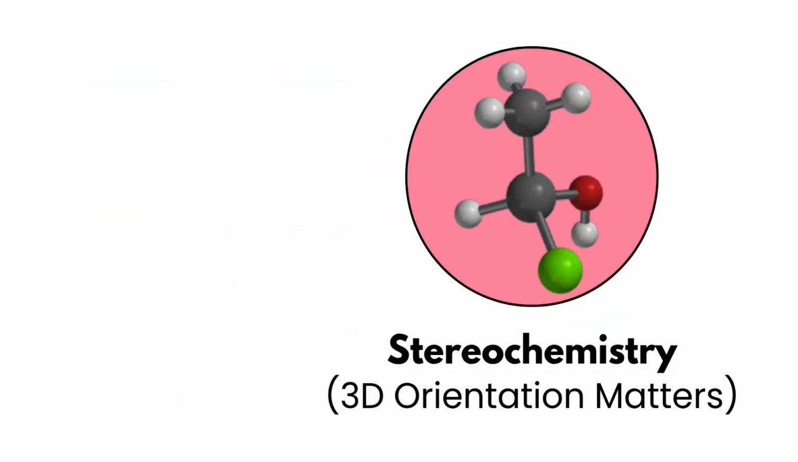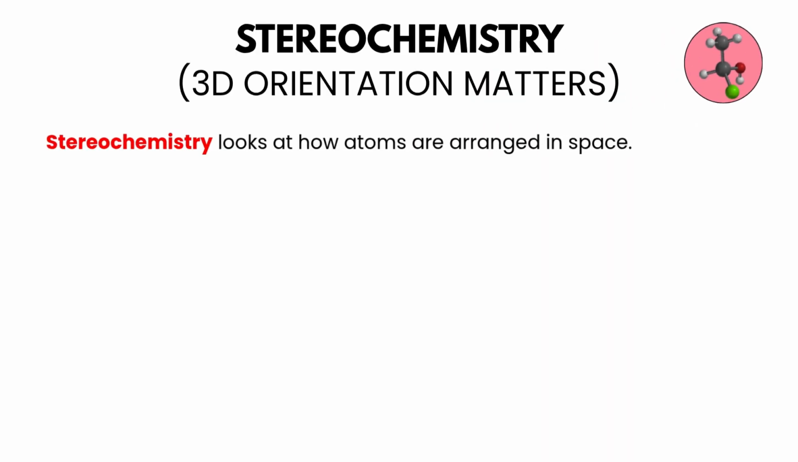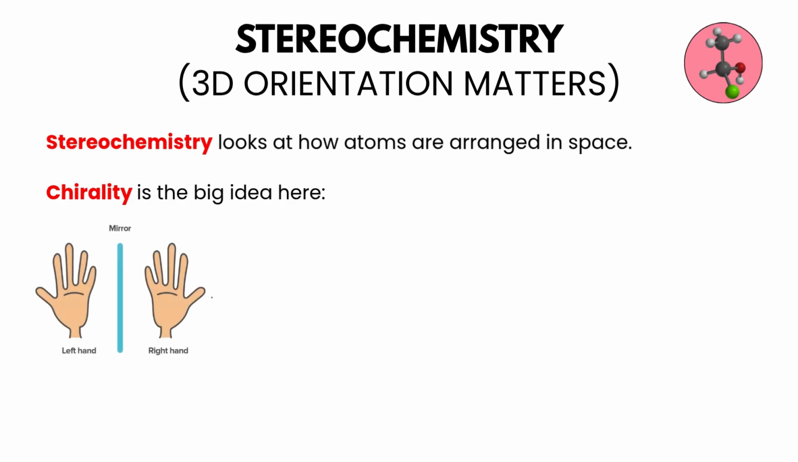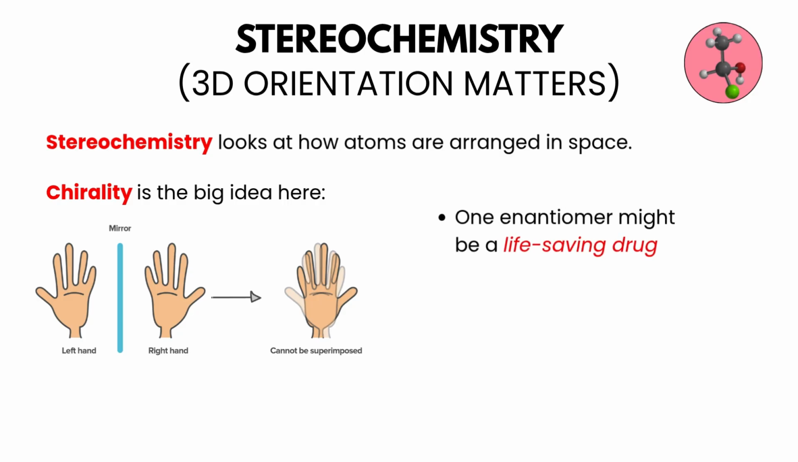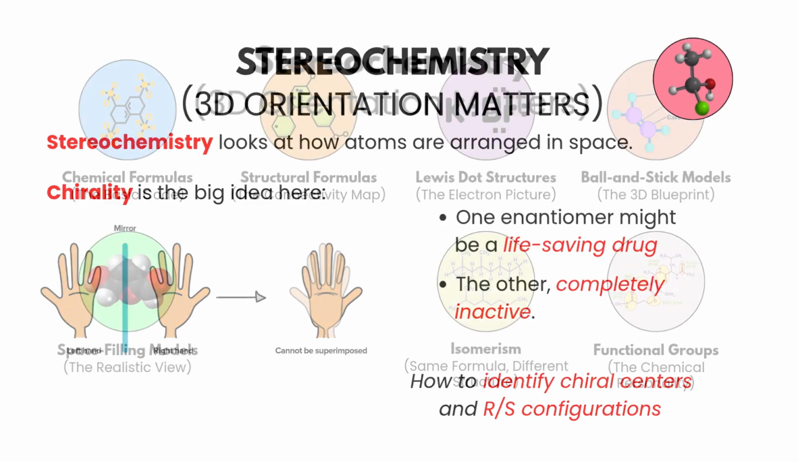Stereochemistry, 3D orientation matters. Stereochemistry looks at how atoms are arranged in space. Chirality is the big idea here. 2 molecules can look identical but be non-superimposable mirror images. One enantiomer might be a life-saving drug, the other completely inactive. The MCAT loves asking how to identify chiral centers and R and S configurations.